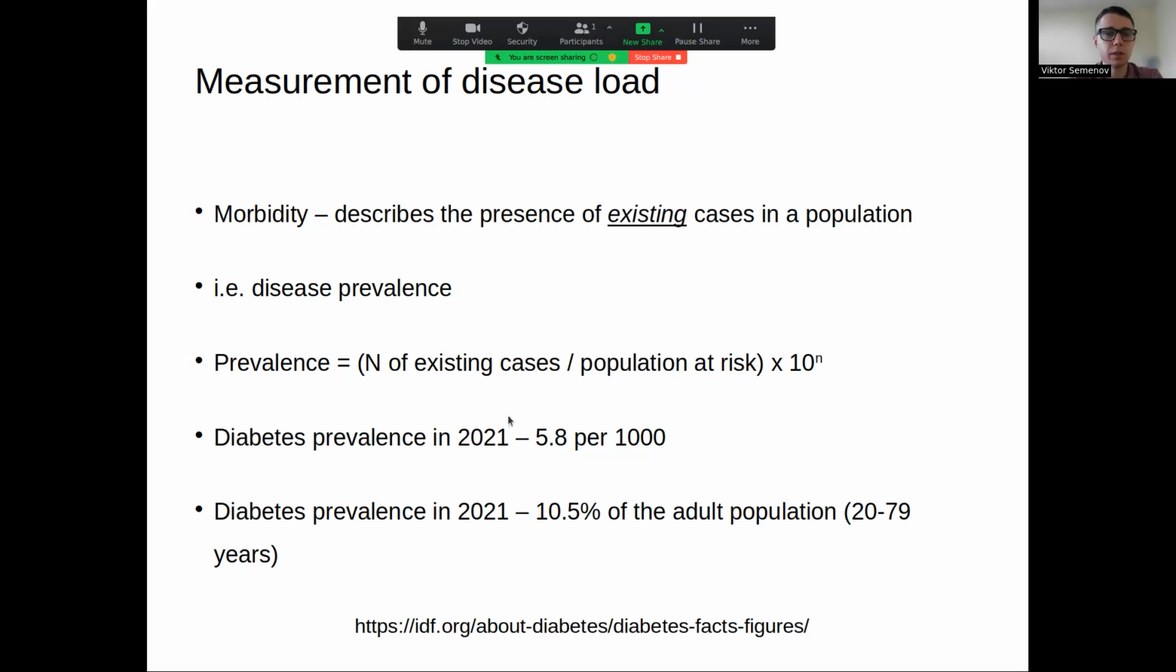Also, you can see that there are different ways to present prevalence. For example, using the same source, if we make some stratification of the population, so if we take not all the population, but only people from 20 till their 80s, we'll see that 10.5% of the population suffer from diabetes. So it may be described as the number of people per 1,000 population, 100,000 population, or it might be described as a percentage as well.